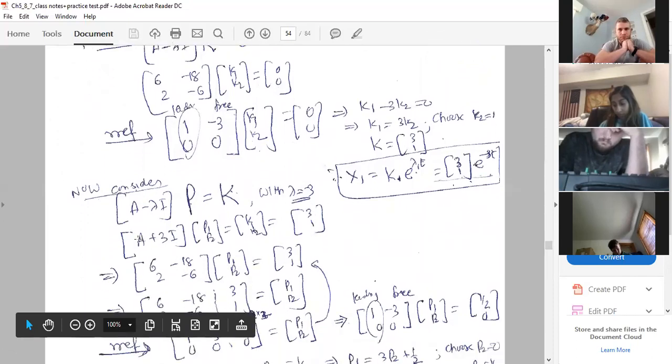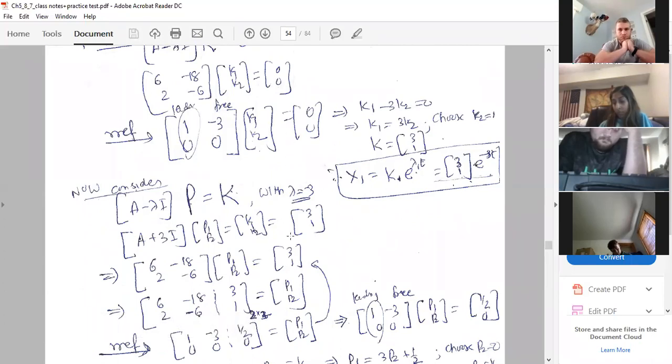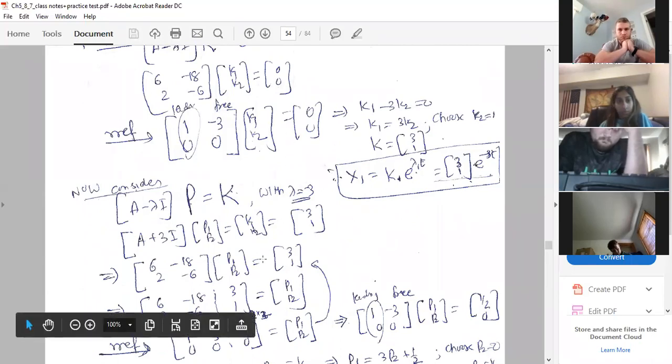Plug this value into your matrix and you are going to get 6, -18, same thing. P1, P2 and this one. But now your size is not just 2 by 2. Its right hand side is not 0 now. It's not 0 like the previous one. It is now non-zero. So 3 and 1. So I have one row, second row, first column, second column, and third column.